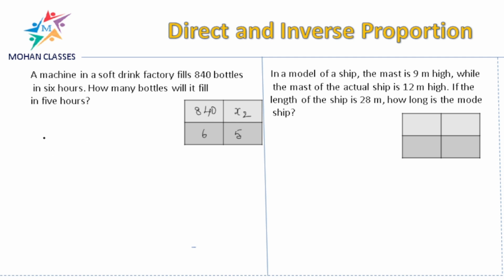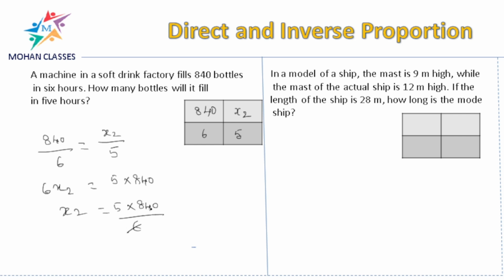So here what is the ratio? x1 by y1 is equal to x2 by y2, right? So cross multiply it. 6 x2 is equal to 5 into 840. Therefore, x2 is equal to 5 into 840 divided by 6. What will you get? 6 ones are 6, 6 fours are 24, so 840 divided by 6 is 140. So that is equal to 5 into 140, which gives 700. So 700 bottles will be manufactured in 5 hours.